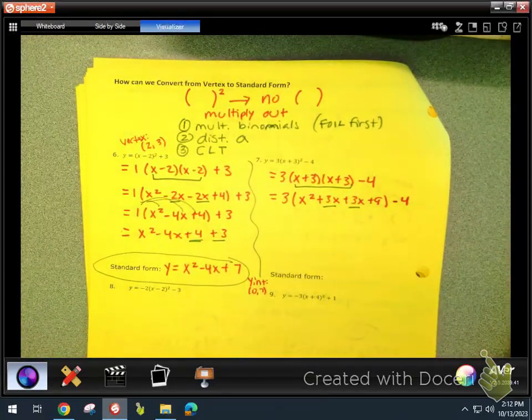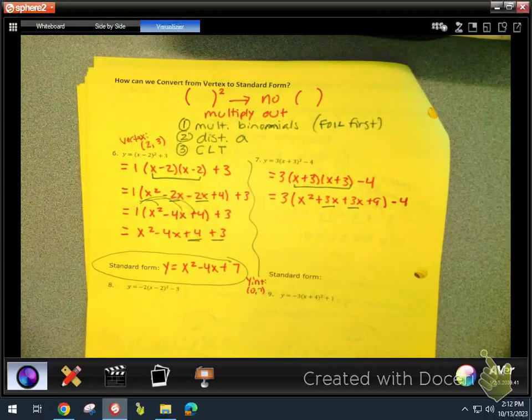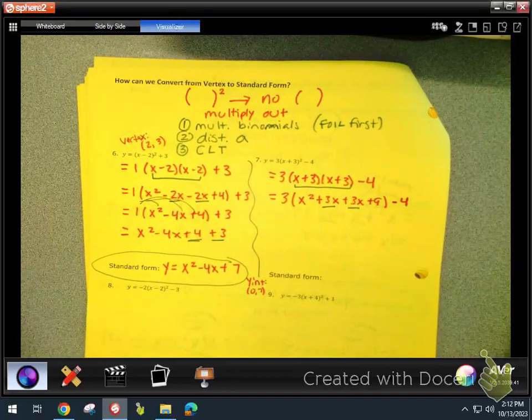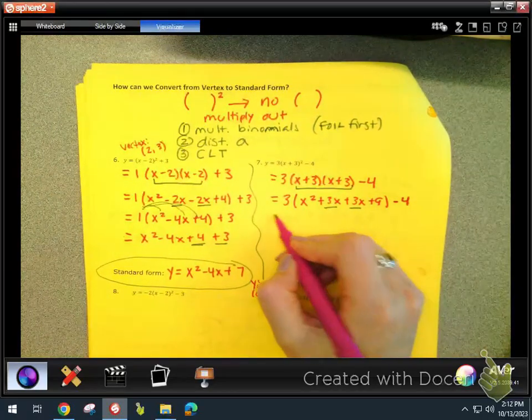Vertex form, though, this is the only option, doing it in this order. Quick question, pause what you're doing. Why can you not distribute the A into a binomial squared? Is that allowed? No. Okay, because that binomial is squared. That's why you have to do it first. Again, PEMDAS. You cannot distribute the A into a binomial squared. So the order is real important here.